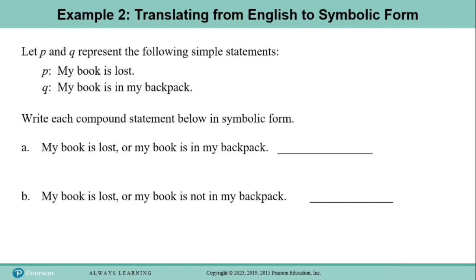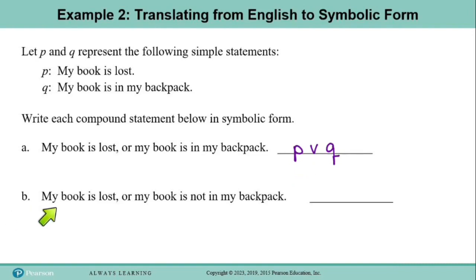Okay, example 2. Let P and Q represent the following simple statements. Statement P says, my book is lost. Statement Q says, my book is in my backpack. Write each compound statement below in symbolic form. So in part A, the statement says, my book is lost, or my book is in my backpack. So my book is lost, that's statement P, or, so we'll put the logical or symbol, my book is in my backpack. So that's statement Q. So my book is lost, or my book is in my backpack, that's P or Q.